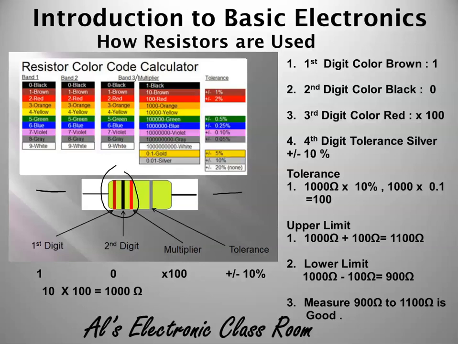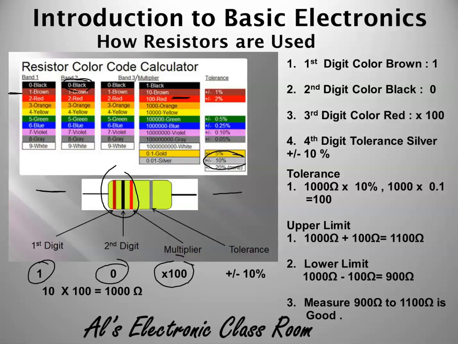So now if I look, the first digit is brown. If I look at my band 1, right there it's brown. That represents 1. The second digit is black, band 2 right here. That represents 0. And my third band, which is my multiplier, is red, which is right here, and that represents 100. My tolerance band, which is the fourth band here, which is silver, and that tolerance band is plus or minus 10%.